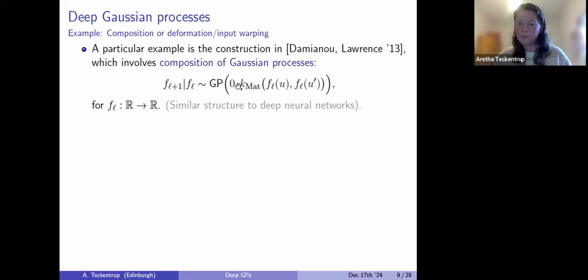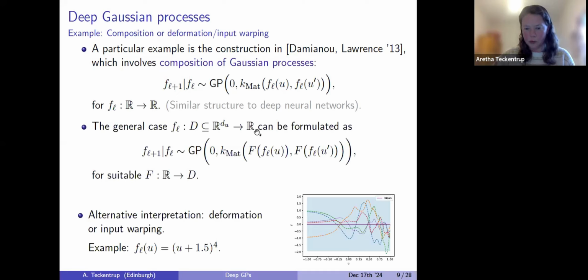So we can then define F_{L+1} as a Gaussian process. It has a covariance function that's based on the Matern covariance function, but instead of just evaluating the Matern covariance function at the inputs u and u prime, we evaluate it at F_L(u) and F_L(u prime). So it's really the output F_L(u) of the previous layer that goes into the input in this layer.